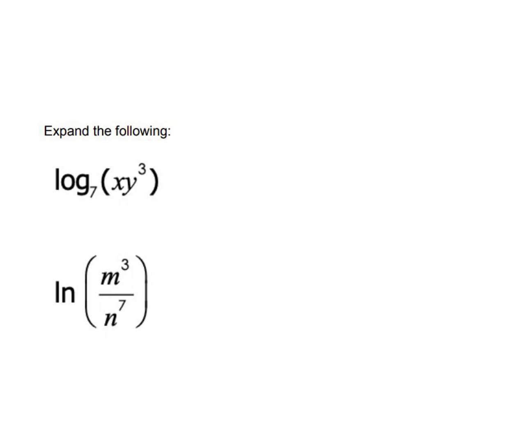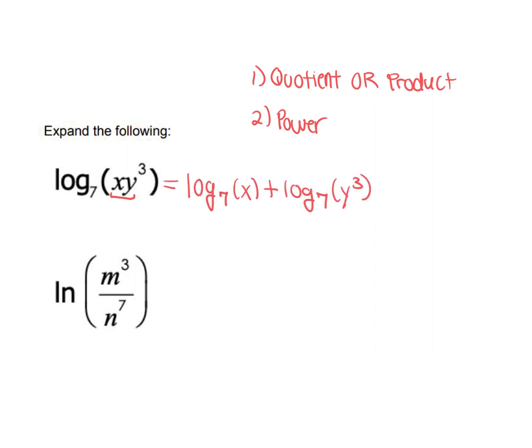Here we have to now expand the following. So the way we do this is we kind of go in reverse. We first use either the product or quotient rule, and then the power rule. Here we have x times y cubed, so we're going to use the product rule here, which will be log base 7 of x plus log base 7 of y cubed. Now we can use the power rule on this one here, and we'll rewrite this as log base 7 of x plus 3 times log base 7 of y.